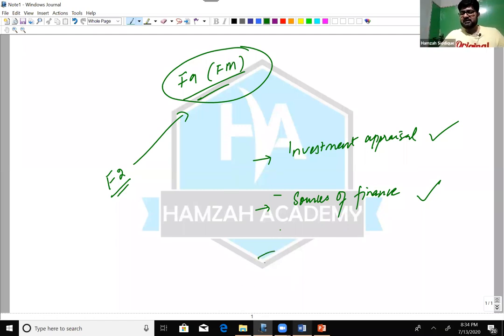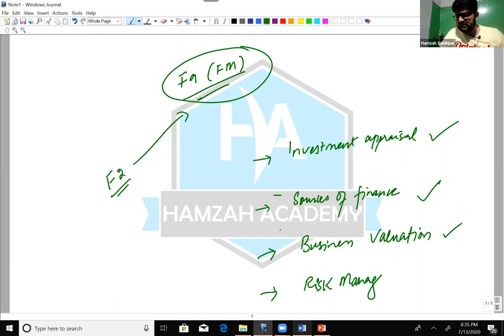Now, the next is business valuation. Business valuation is an area where you learn how to value a running business. For example, a business wants to purchase a running business, or they want to sell a part of the business. So how to decide the value of a business. Business valuation is an important section. Next is risk management. When a business is involved in international transactions, the currency exchange rate moves up and down. So what are the currency risks and how to manage those risks? Because of the movement of the exchange rate, a business may suffer loss. So how to manage that risk, we will be learning over here.